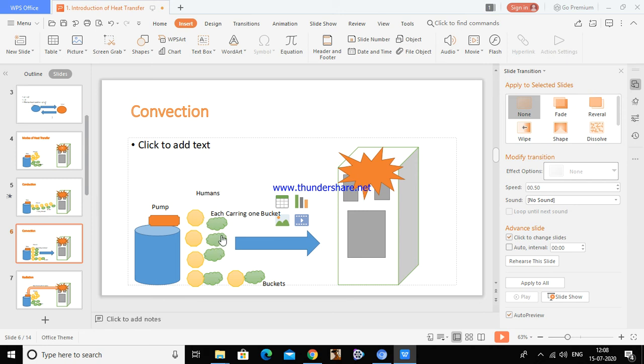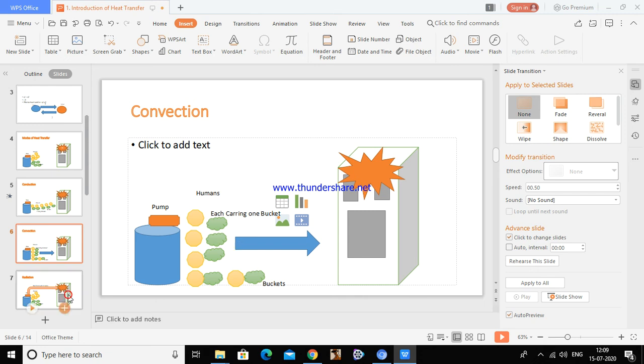So for each molecule, it is like carrying a bucket of water and flowing through it on the fire. So in this case the molecules, that is humans, are taking heat and moving towards the other part. So actual movement of molecules occurs in this process. So this is nothing but the convection process.